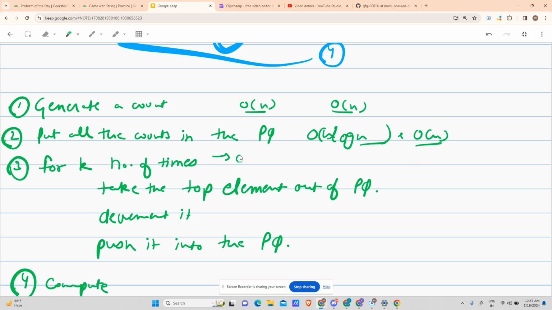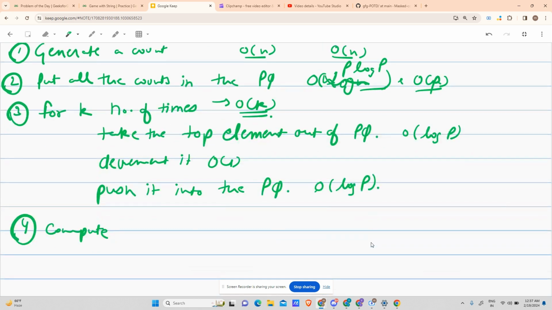Now this loop is running O of k times. This step is taking O of log p time, and this will also be p log p, with p extra space only, because you're storing the counts only. Count is also of the distinct numbers. So decrement will be taking only one step, and pushing it into the priority queue again is O of log p. It is taking logarithmic time in inserting.